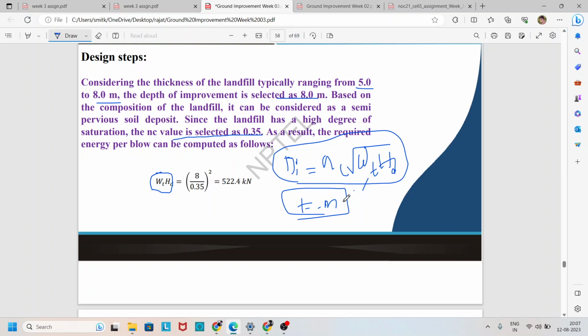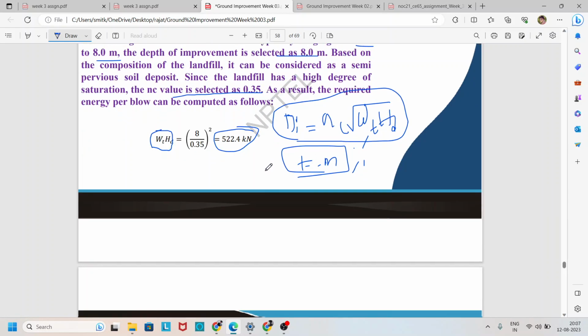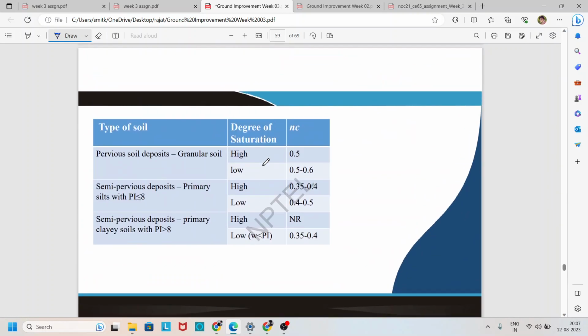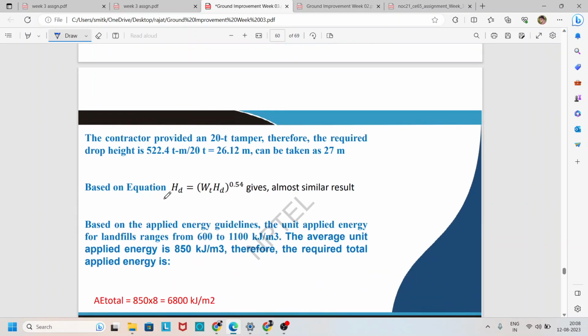So after multiplying by 10, it is converted into kilonewton, so we can easily find out this energy. Here we already told that one table is given for the NC value, the same table. It is given already here. Our material is landfill, which means it is semi-pervious in nature at a high degree of saturation. So we can take the NC value as 0.35.